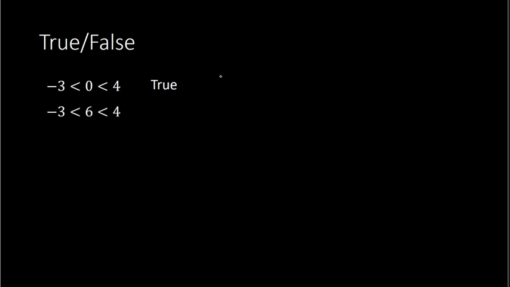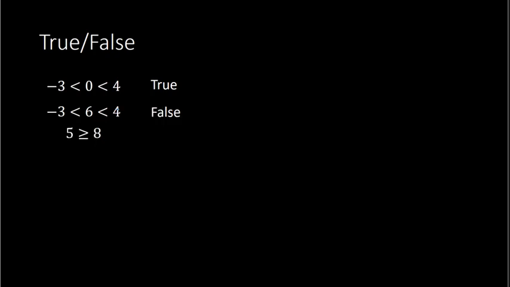Next we have this statement, -3 less than 6, less than 4. So we see 6 written between -3 and 4. So the question is, is 6 on the number line between -3 and 4? Well, it's not. 6 is bigger than 4. So because of that, this is a false statement.